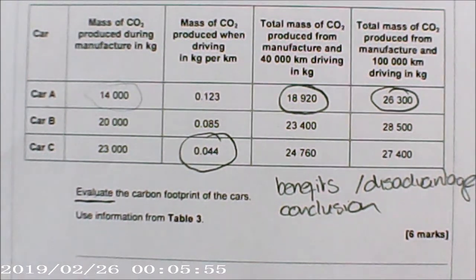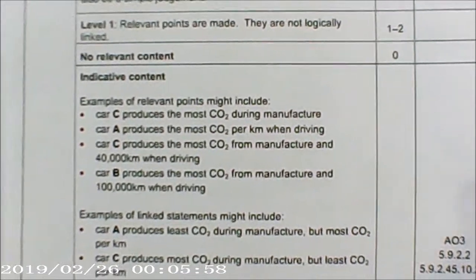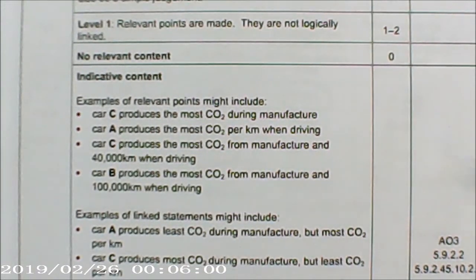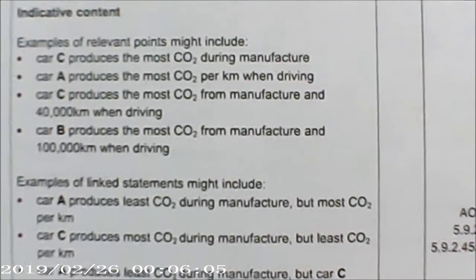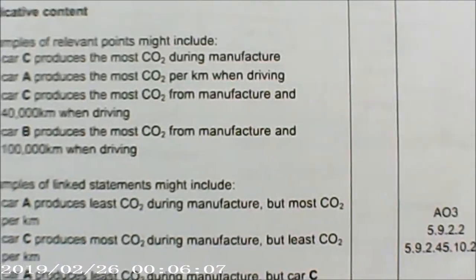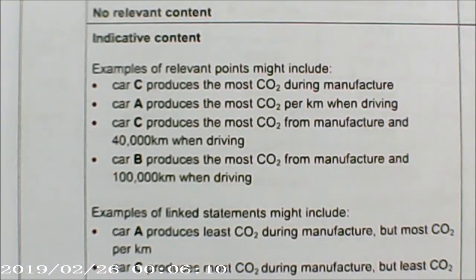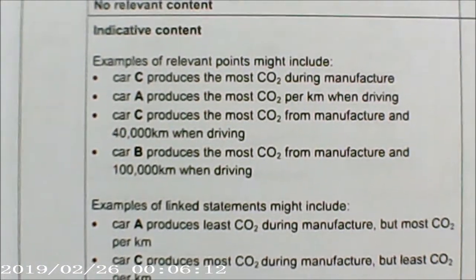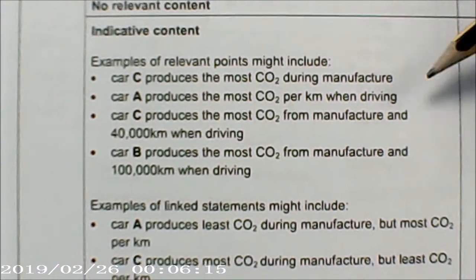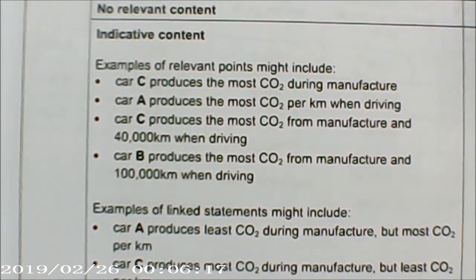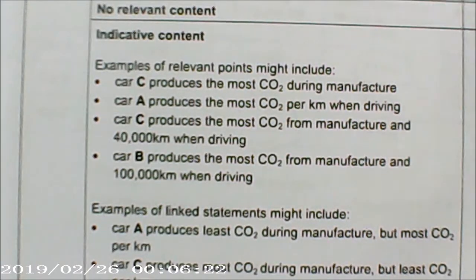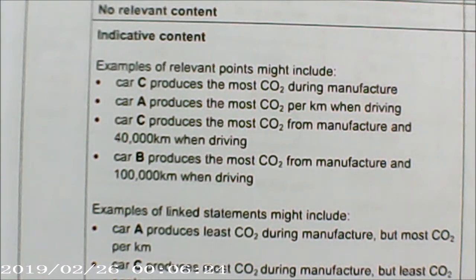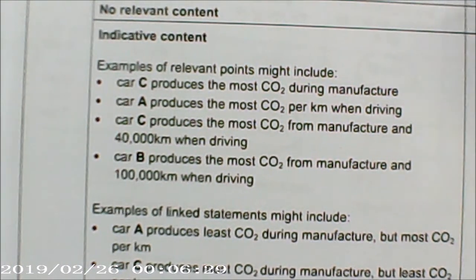So I'm going to pop on here the actual mark scheme. I'm going to go through some of the statements that you might have made. So I'm going to move this down a bit. There we go. So we've got some examples of relevant points. If you are making one or a couple of these relevant points, then you are going to be in the first level. Okay, so I'd say if you've made 2 points about it, it's going to be worth 1 mark. If you've done 3, then that's going to be worth 2 marks.